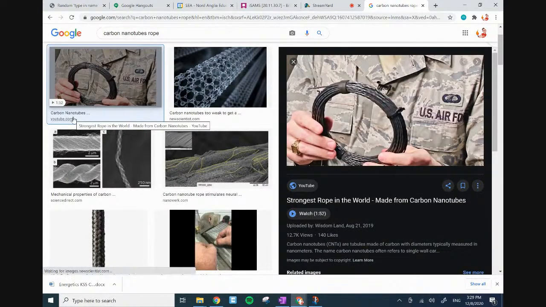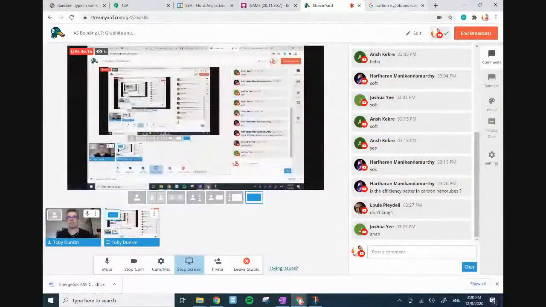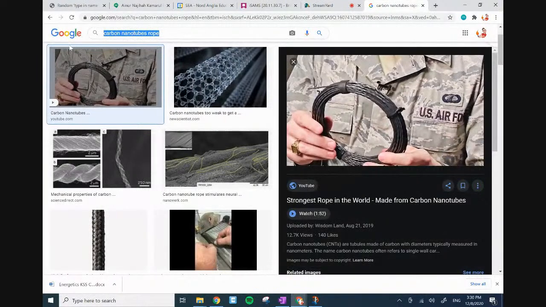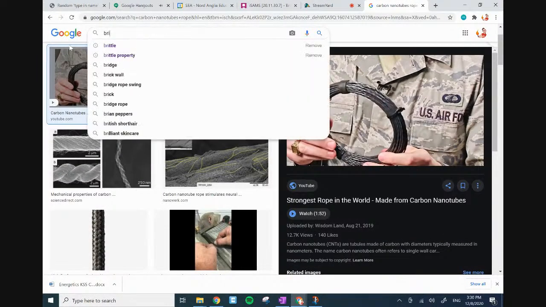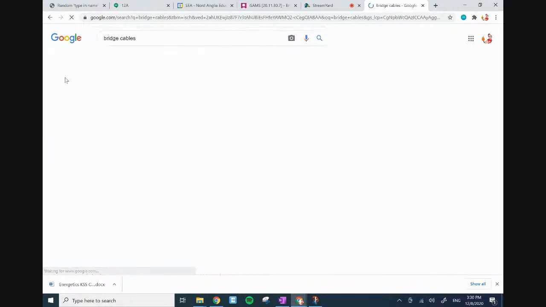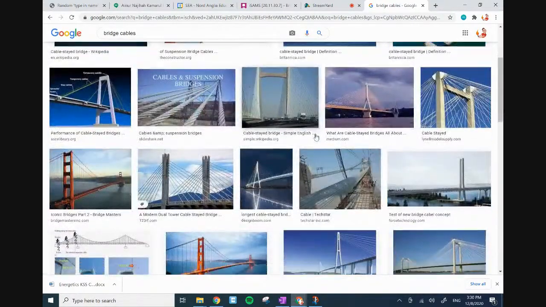They're doing this stuff. Now, just to tell you how awesome this material could potentially be: if we could grow entire tubes that were completely uniform, and then weave them together, we would have a rope as strong as diamond. What that means is, if you've ever looked at bridges, I'm going to show you these now, bridges use huge steel ropes, bridge cables. The bridge cables use enormously thick wires.